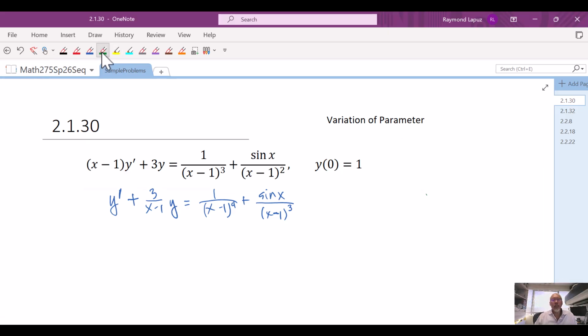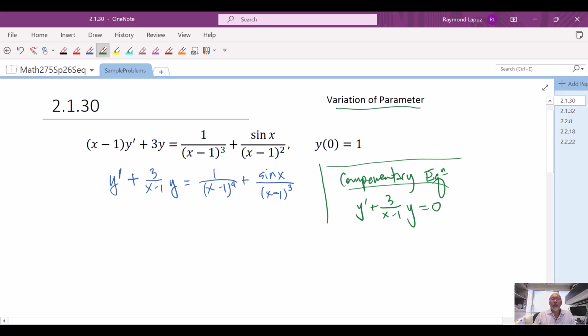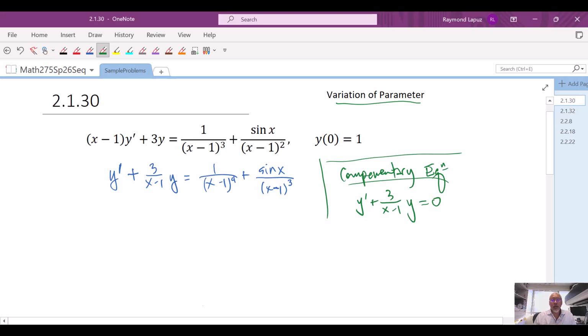Okay. Now this method of the variation of parameters says that we have to take a look at the complementary equation, and that complementary equation is the equation y prime plus 3 over x minus 1 times y is equal to 0. So we're going to go from a non-homogeneous to homogeneous differential equation, and solving for this will help us solve for the rest of that, the non-homogeneous portion, and that is by using the variation of parameters.